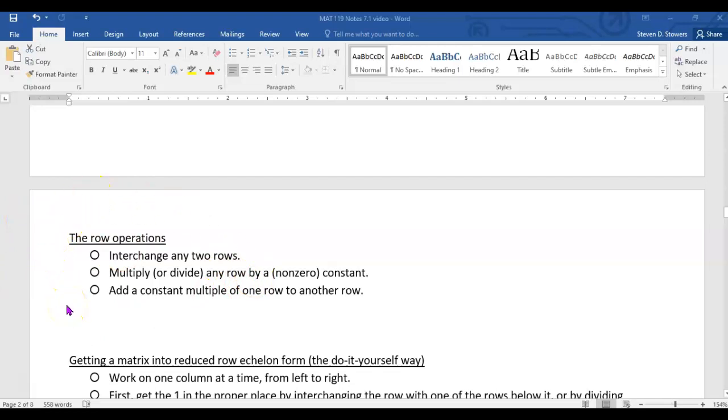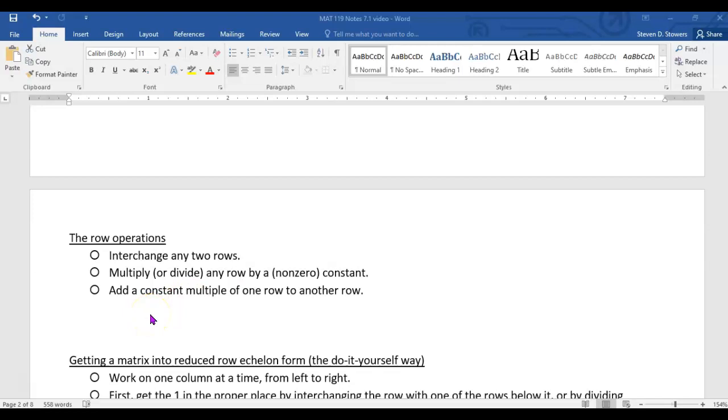So these are the row operations that we can perform on a matrix. It's like these are the legal moves in the game, and the object of the game is to transform our matrix into reduced row echelon form. That's the object of the game, and these are the legal moves. These are what we are allowed to do to try to get our matrix into reduced row echelon form. We can interchange any two rows. We can multiply or divide any row by a non-zero constant.